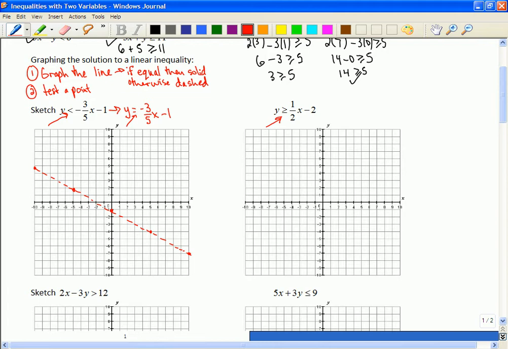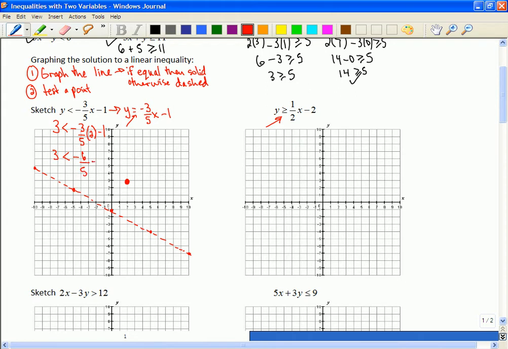So somebody give me the coordinates for a point. Any point you want. 2 and which? 7. I just heard 2 and 3 first, so I'm going to use that one. Okay, so here's my test point, 2 and 3. What I want to do is find out if 2 and 3 belongs, and the way I do that is I put it in my inequality. So I want to know, is 3 less than -3 over 5 times 2 minus 1.